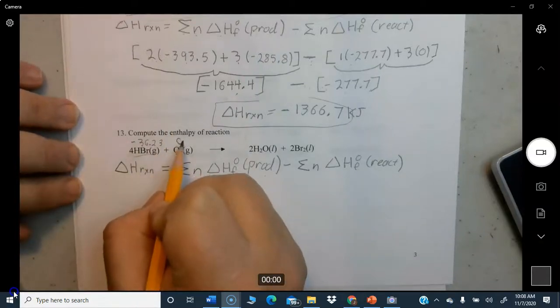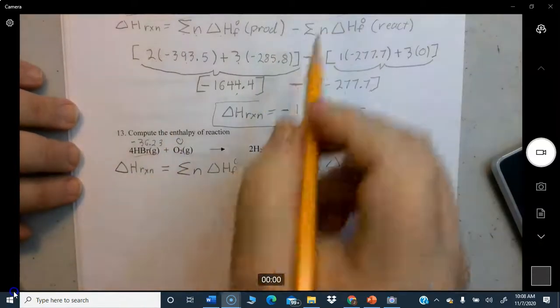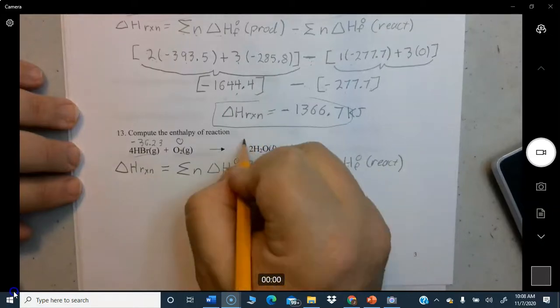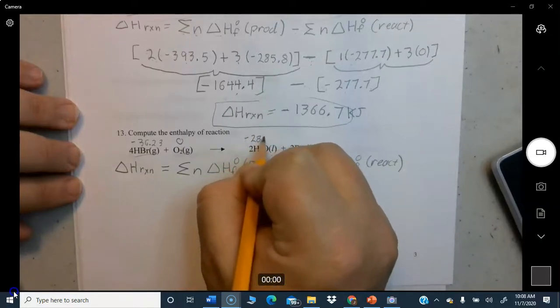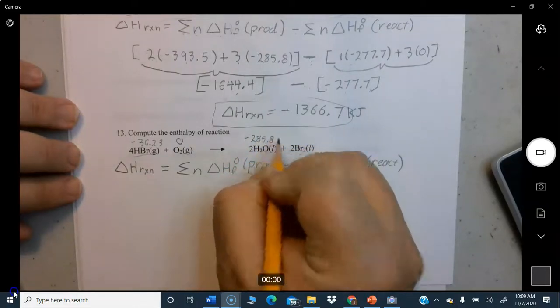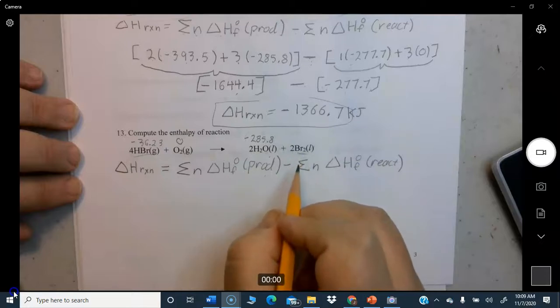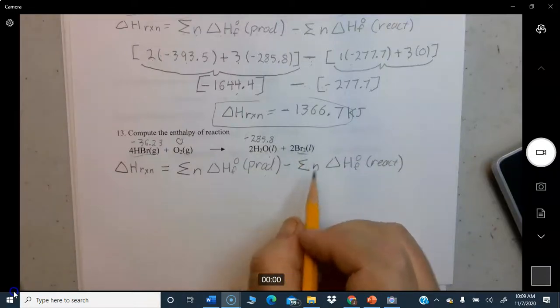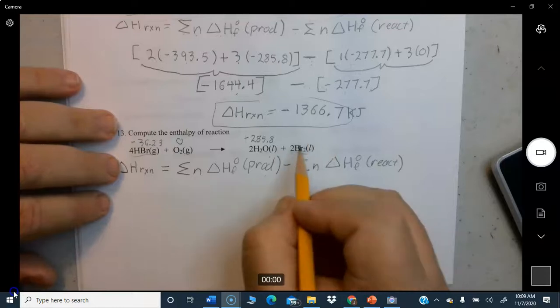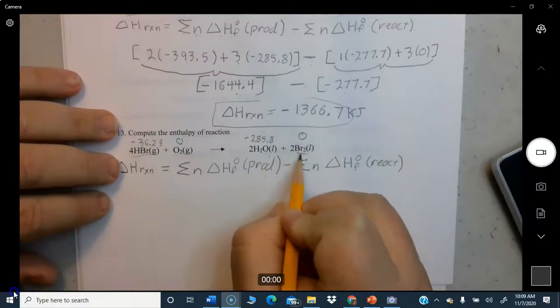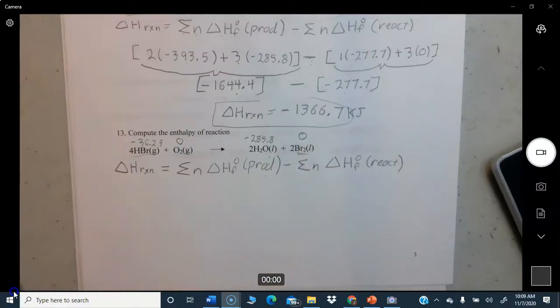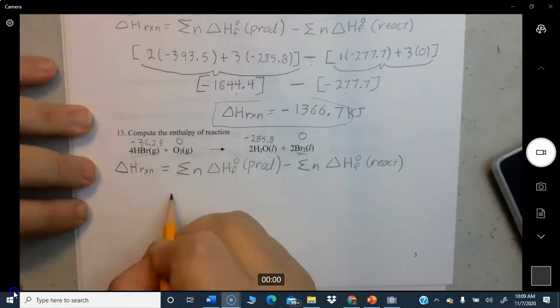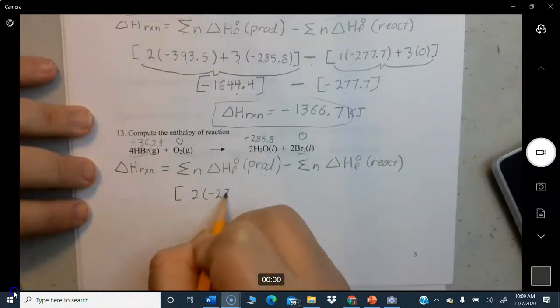For oxygen, it's 0. For water in liquid form, that's what we've been doing the whole time here, so it's negative 285.8. And bromine, Br2, is in its natural form. It's a diatomic molecule, so it is what it is. It has 0. It is an element. It's a pure element in its most stable form. So you've got a couple of zeros there. That makes the problem easier. So go ahead and plug in the numbers.